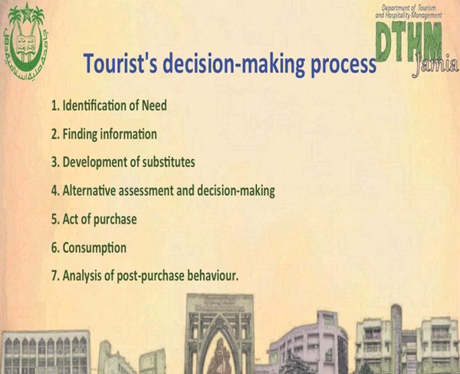In summary, a tourist decision making process may be broken down into the following stages, which are easy to recognize: identification of need, finding information, development of substitutes, alternative assessment and decision making, act of purchase, consumption, analysis of post purchase behavior. Tourists must weigh many factors before making a choice. When a tourist is making decisions, several aspects need to be considered. When compared to purchasing everyday items like a car, food, etc., purchasing and consuming tourism related products, especially vacation packages, will be a very different experience.